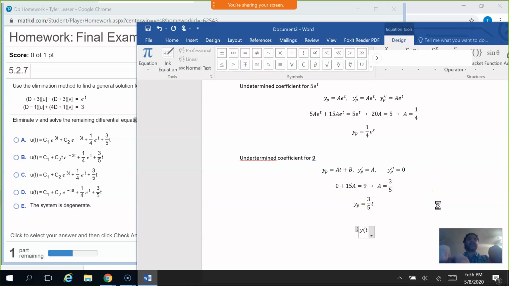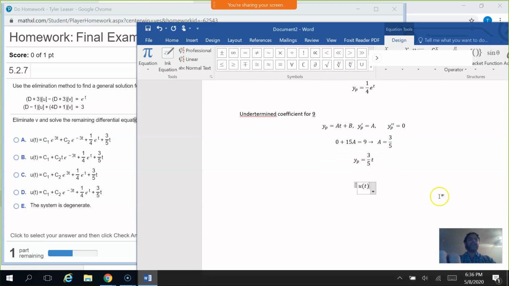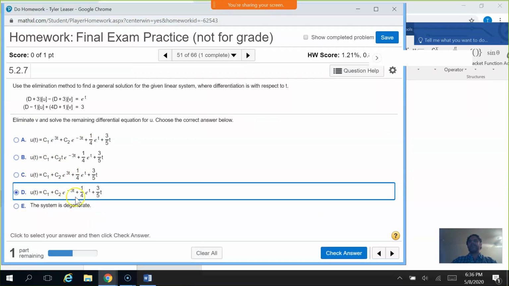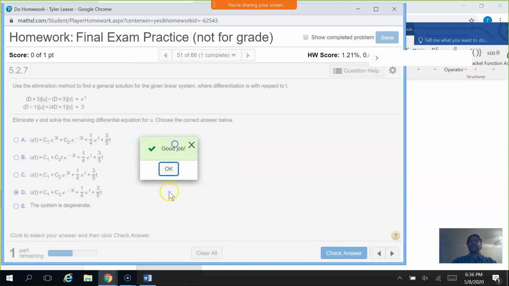Now we can combine everything together for my final answer. This was u and not y. Remember that we had the homogeneous solution, which was c1, just c1, plus c2 e to the negative 3t, plus this particular solution, 1/4 e to the t, plus this particular solution, 3/5 t. So now just picking the one over here that matches all that, it looks like this one. Yay.